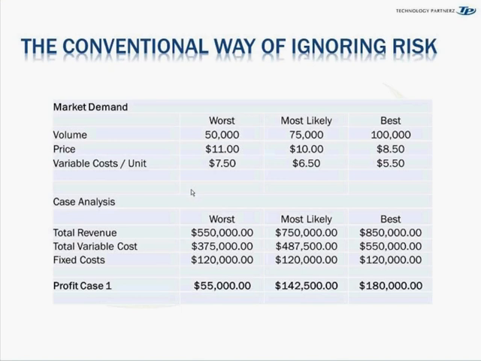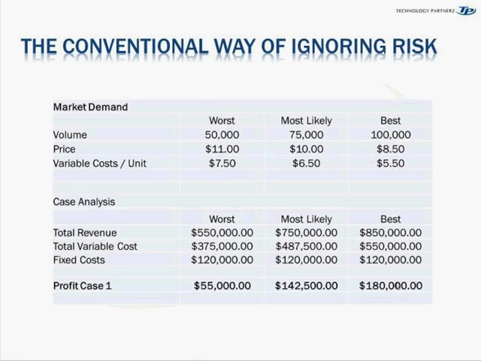So let's take a typical example of how this plays out. When you're doing an analysis, here we have a business opportunity that we're trying to analyze. We have a worst case, a best case, and a most likely, and in each of these we've made assumptions: how much volume, the price, and the variable cost. Our case analysis is over here. It's a very simple calculation: your volume times your price minus your volume times your variable cost gives you your profit scenarios. Our first case would make $55,000, the most likely $142,500, and here's $180,000.